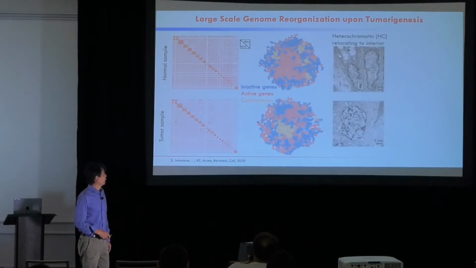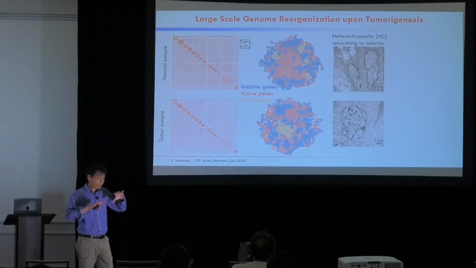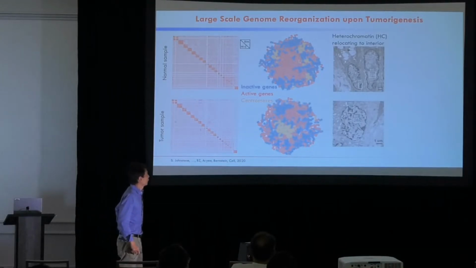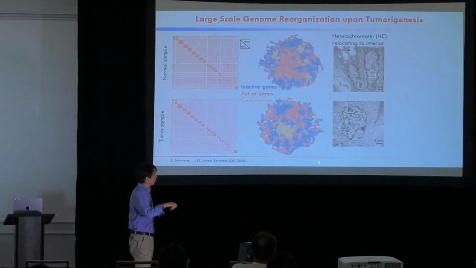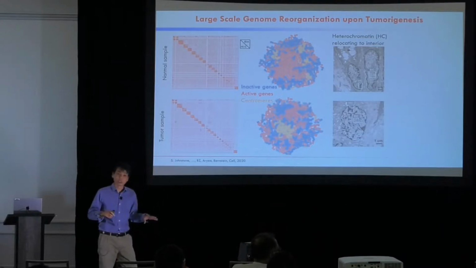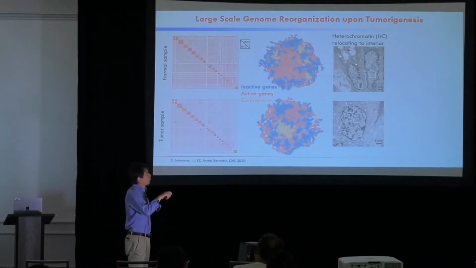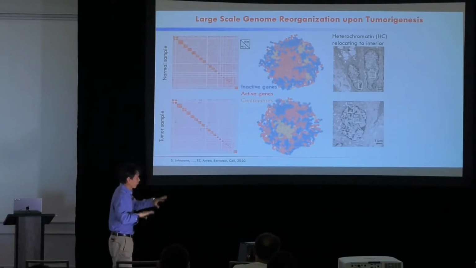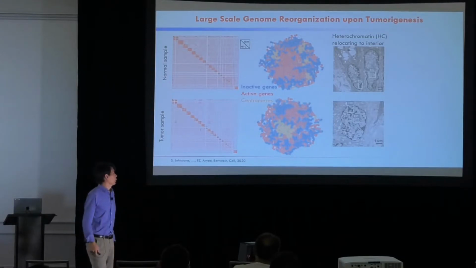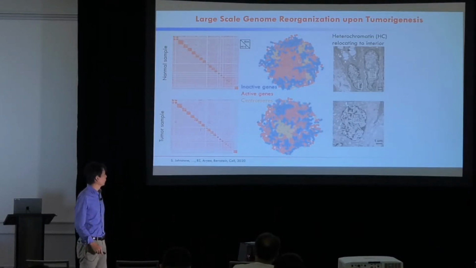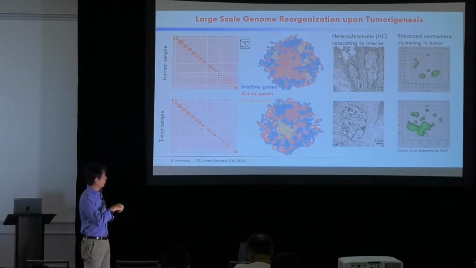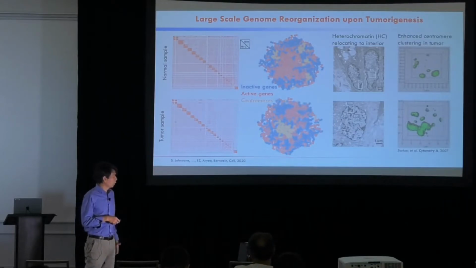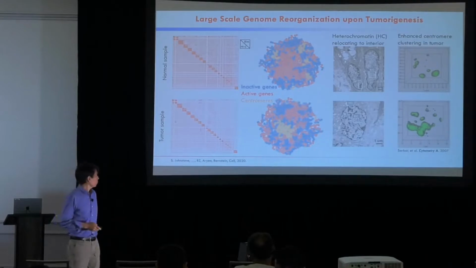EM images on the two cell types, and lo and behold, they found exactly the same thing as we see in our simulations. In these images, the heterochromatin shows as darker regions. You see that in the normal cells, the heterochromatin is at the periphery, but now in tumor, a lot of the heterochromatin starts to dissociate and move toward the interior. And our other predictions on the centromere clusters were also consistent with the previous imaging as well.